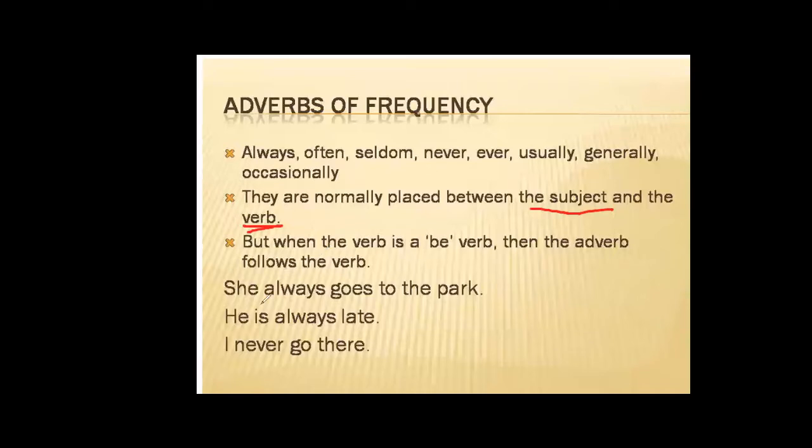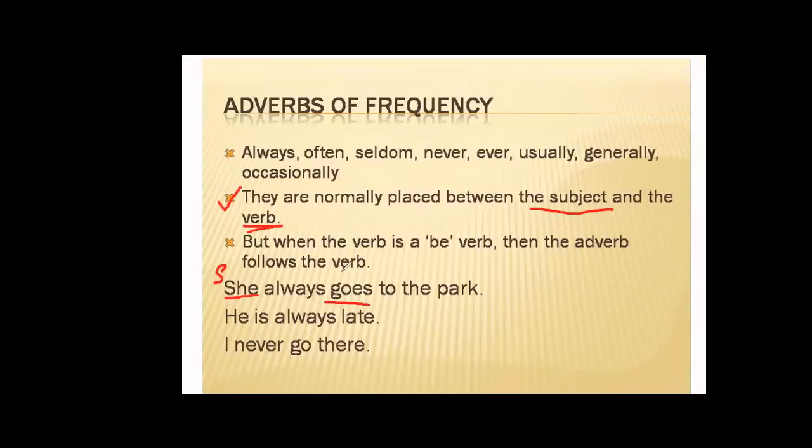For example, she always goes to the park. Now she is the subject and goes is the verb. So what did I say in the first sentence? That they are placed between the subject and the verb. This is the subject and this is the verb. So where did we place always? Right between the subject and the verb.